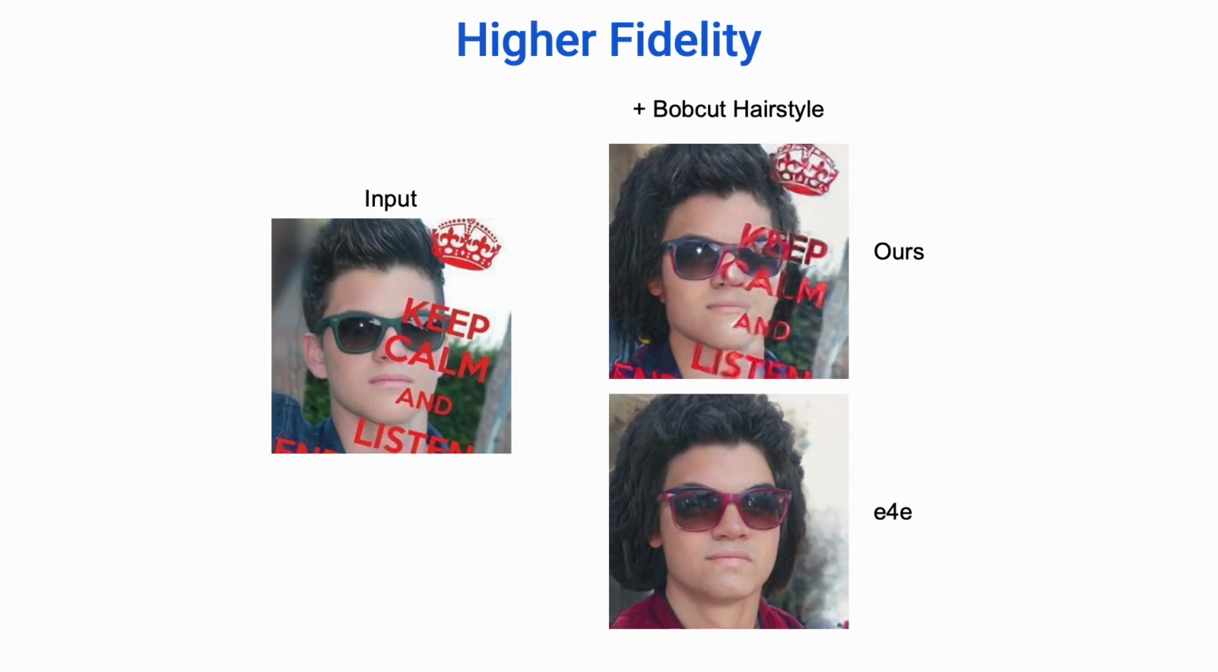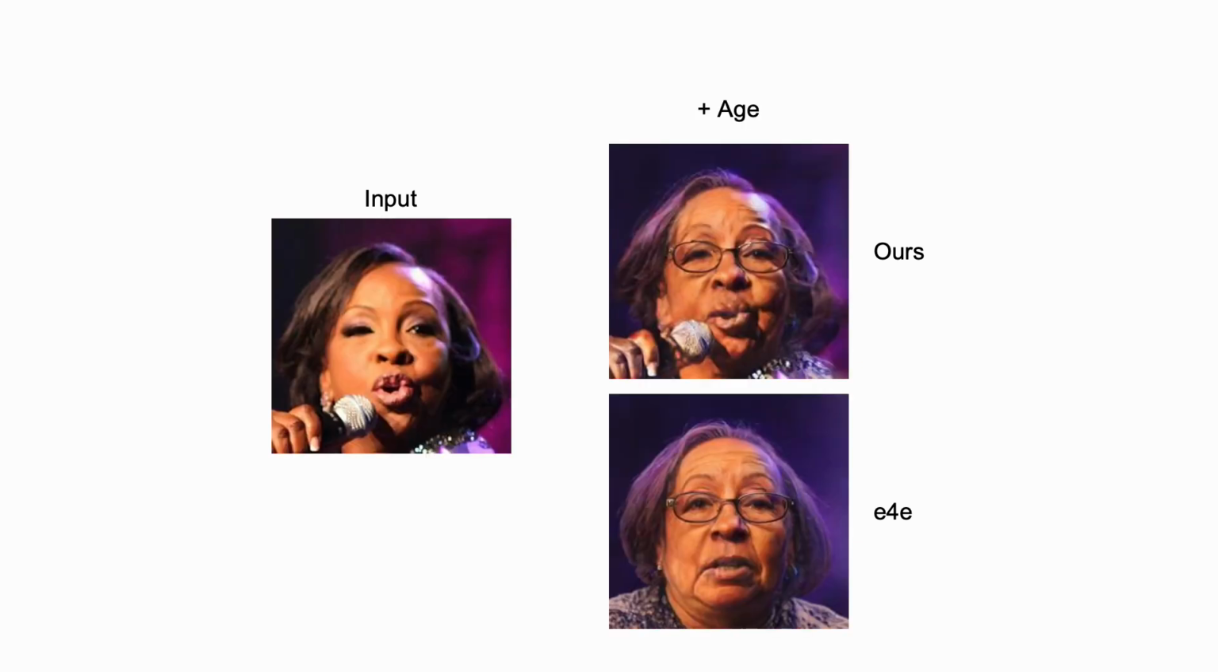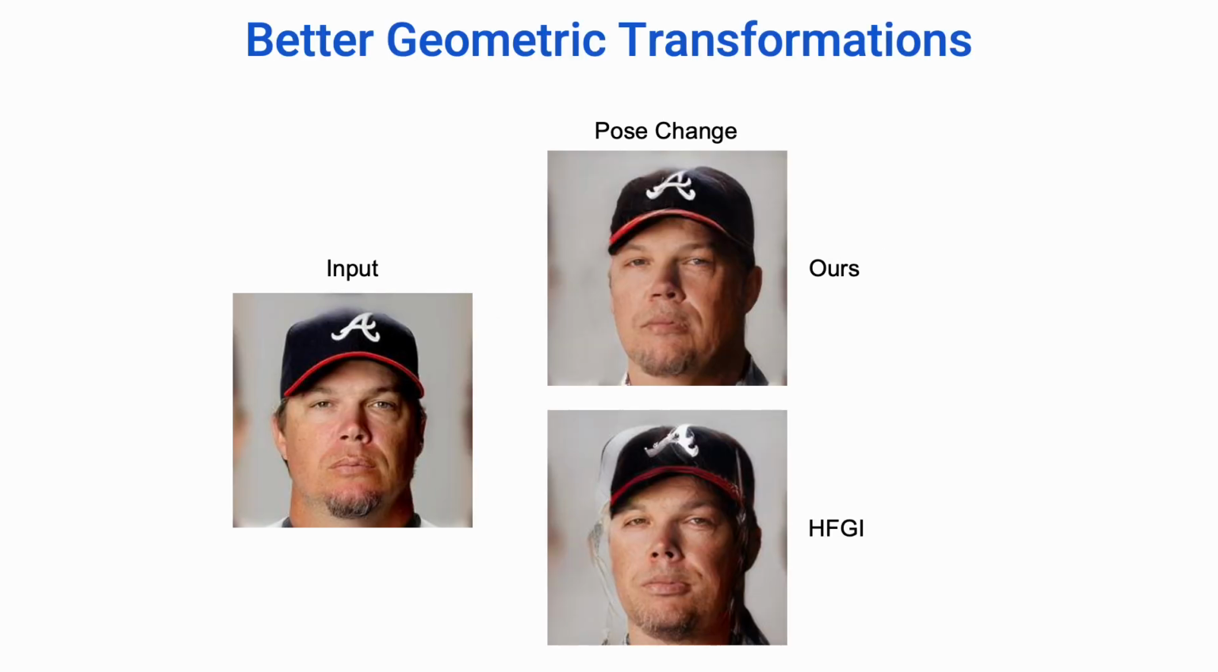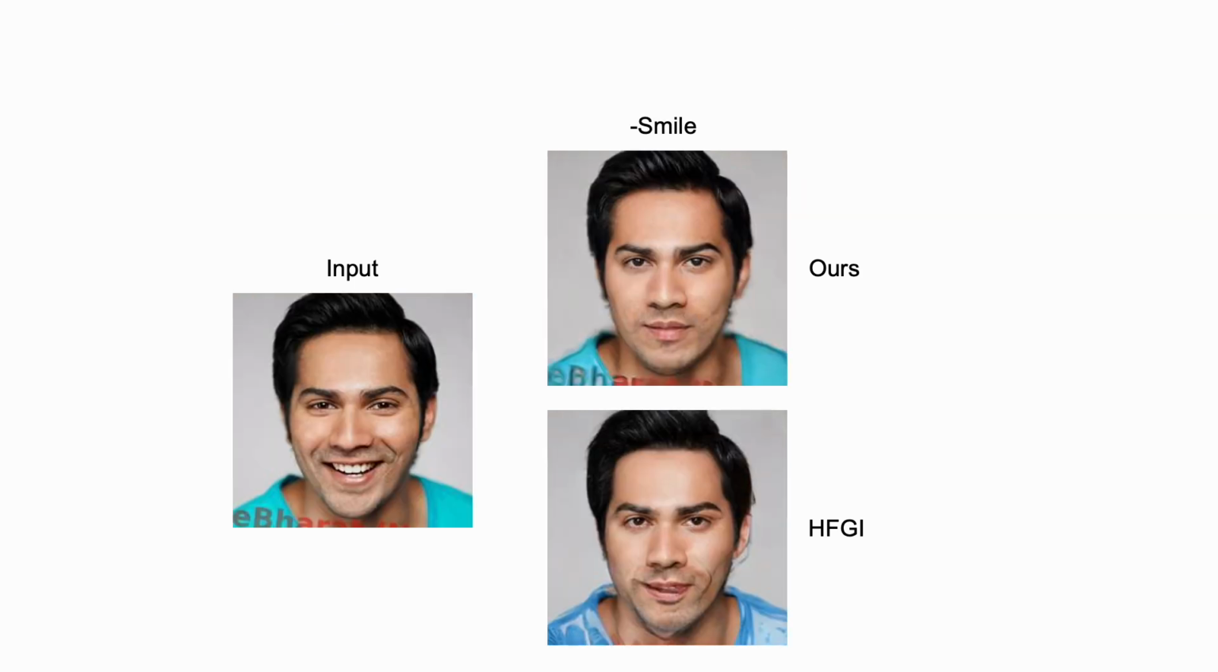With our model, we can obtain edits that are more faithful to the original image. In this example, we change the hairstyle and the text is still preserved. When we change the age, the microphone is correctly placed on the output. In this example, the top of the car is correctly constructed. Our model also handles the geometry better. Notice the background traces HFGI leaves when we perform pose editing. When we remove the smile, our model provides better shape.